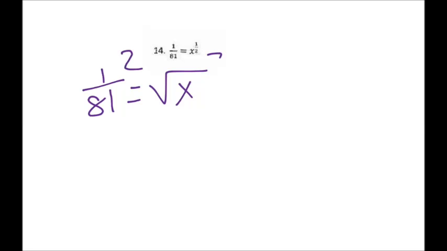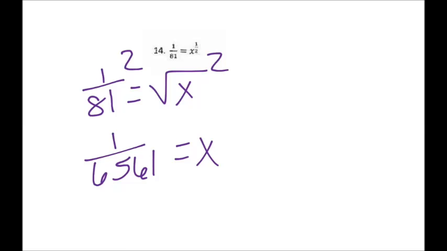Same thing, you could put this into y equals, or you could say 1 over 81 is equal to the square root of x. You're going to square both sides. You're going to have 1 over 6561 is equal to x, or 1.52 times 10 to the negative 4, either one.